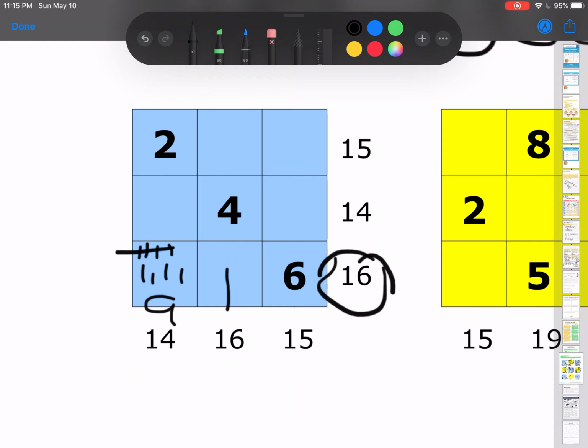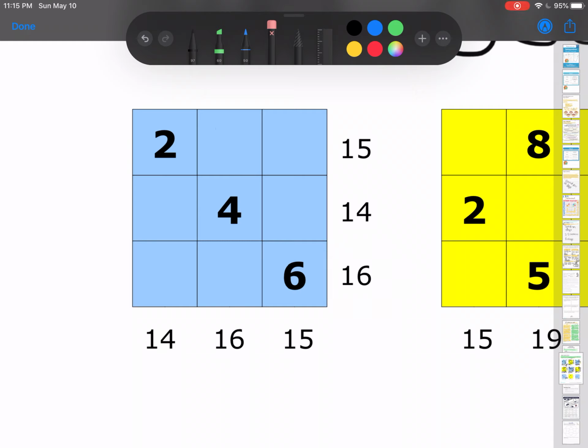4 plus 1, that's 5. I need to get all the way up to 16. Uh-oh. That's 5, 6, 7, 8, oops. 6, 7, 8, 9, 10, 11, 12, 13, 14, 15, 16. Okay. I can't do that one because I can't go over the number 9 because there's only 9 squares. So let me try to move my 1 somewhere else.